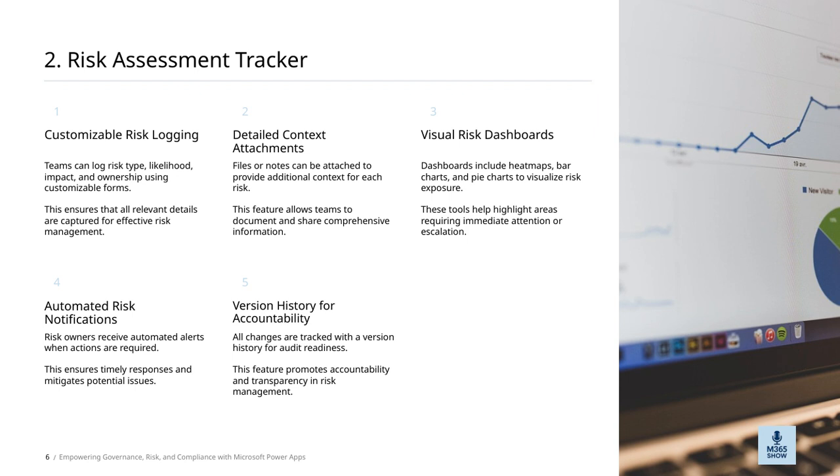Teams can log details such as risk type, likelihood, impact, and ownership, capturing all the relevant information in a structured way. This ensures that every aspect of a risk is documented thoroughly, supporting effective risk management across the organization.